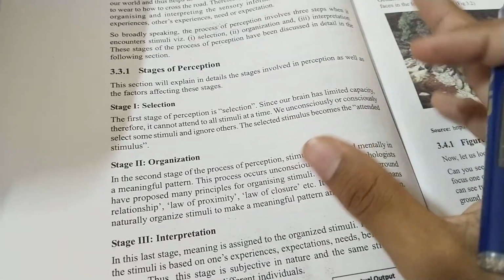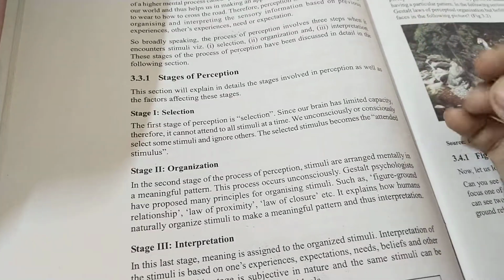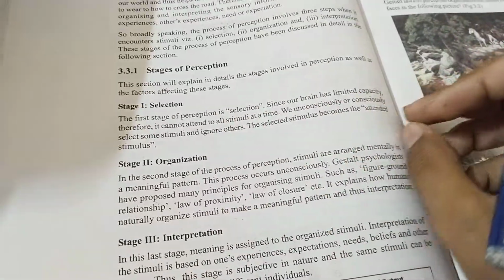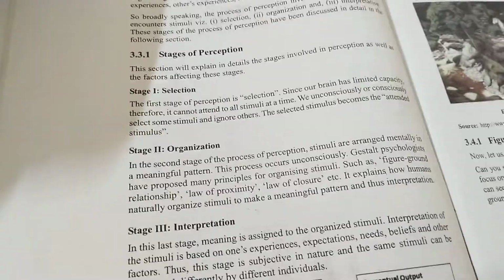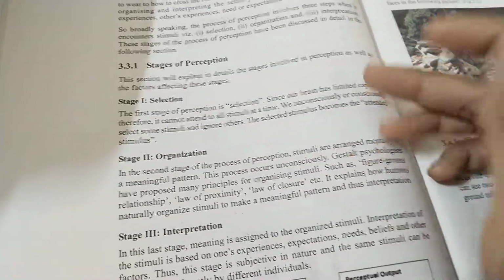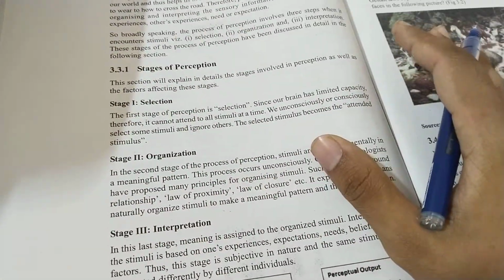Or you can say that we haven't exercised our brain to that level, or we haven't reached that level that we can unlock its unlimited capacity. So most people have limited capacity. Therefore it cannot attend to all stimuli at a time. So we can multitask, right? We read about multitasking, so we can do many tasks at the same time, but we cannot do an unlimited number of tasks at the same time.